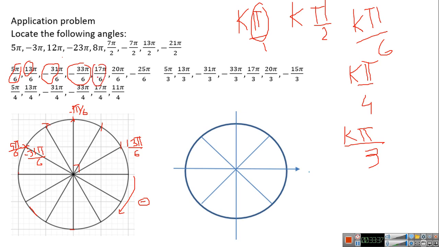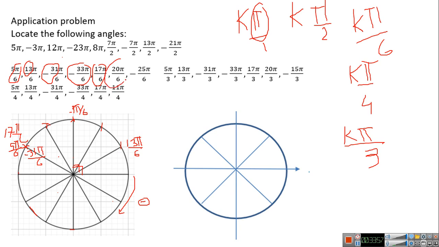17 pi over 6. I want 17 30s. A circle is a 12 because every 90 you have a 3: 3, 3, 3, 3, 12. 12 plus 3, 15. What remains? 2. So 17 pi over 6. This same point is 17 pi over 6.